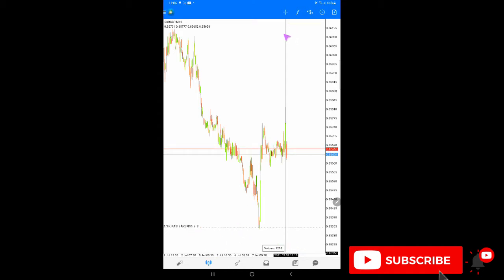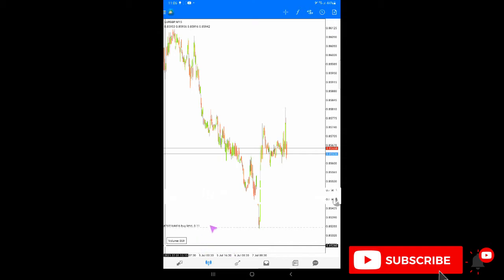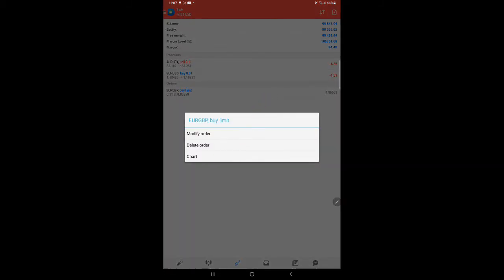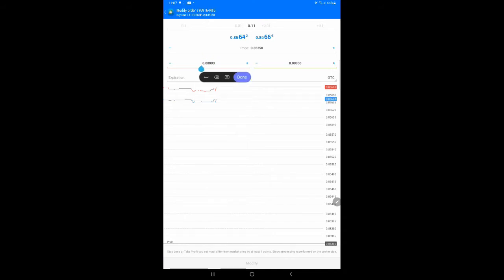So I will pick a stop loss. I'll just come here and pick 0.85280. Now I'll go back to my trade. Remember, I'm on euro pounds. This is the currency pair I'm trading. So I'll go back to the trade, 0.8528. So this is my stop loss level. I'll hold it, 0.8528. I'll modify. I'll put a stop loss.